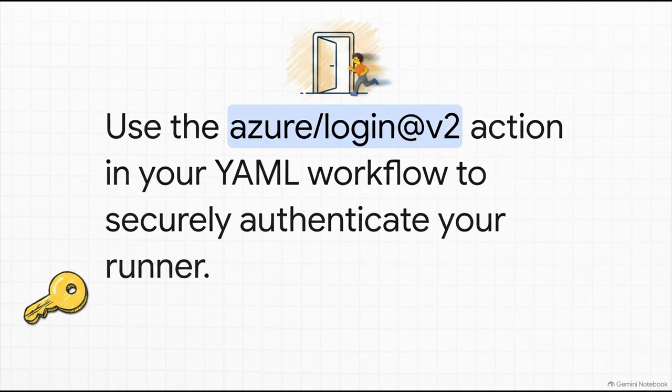Well, you simply drop the Azure login action, specifically version 2, right into your GitHub YAML workflow. That action basically consumes the secret credential package we just talked about, securely authenticates your runner, and grants access. From there, all your subsequent Azure CLI or PowerShell deployment scripts are perfectly safe to run.